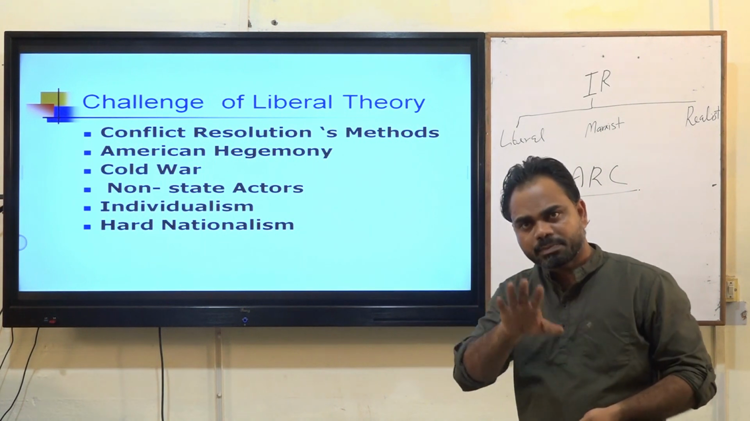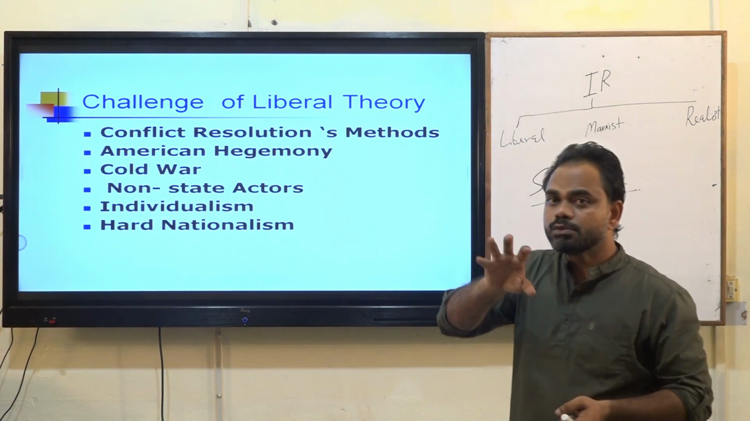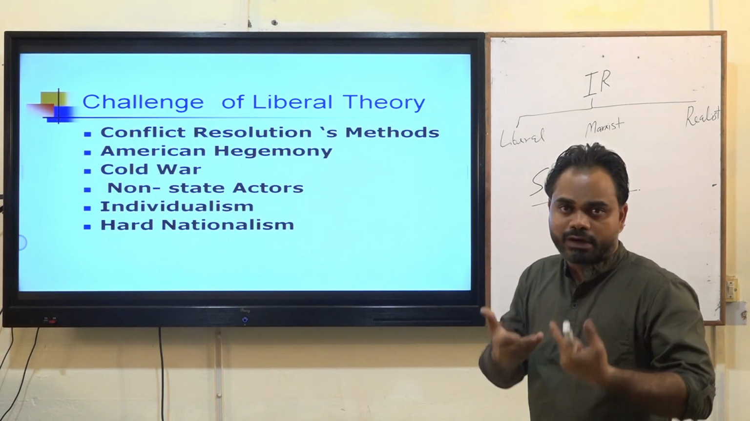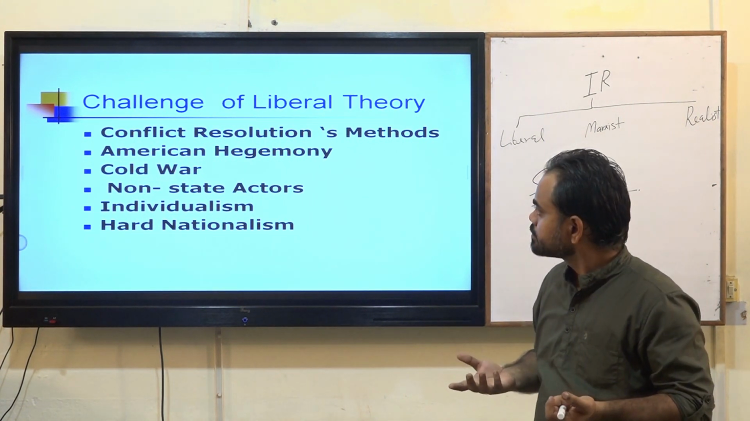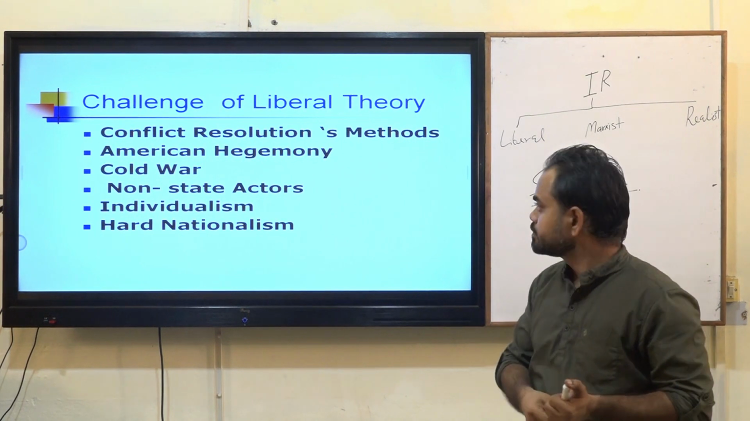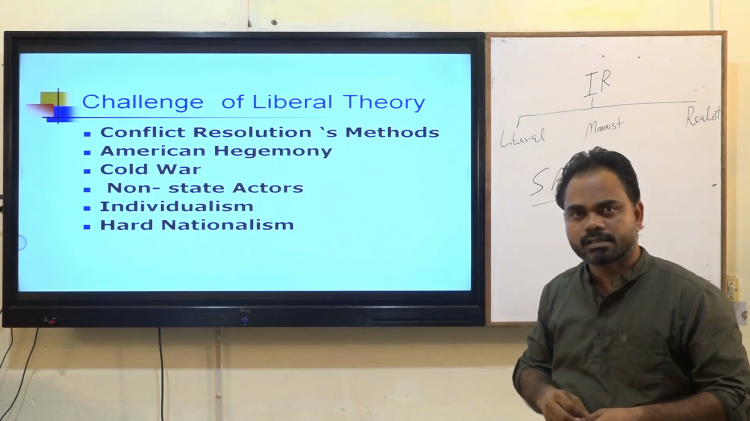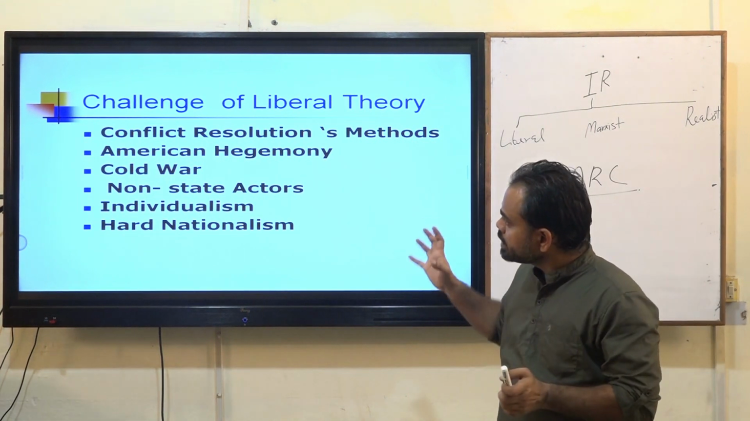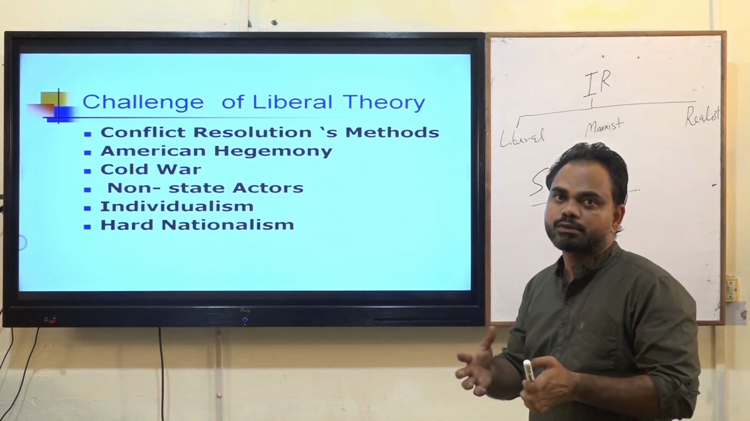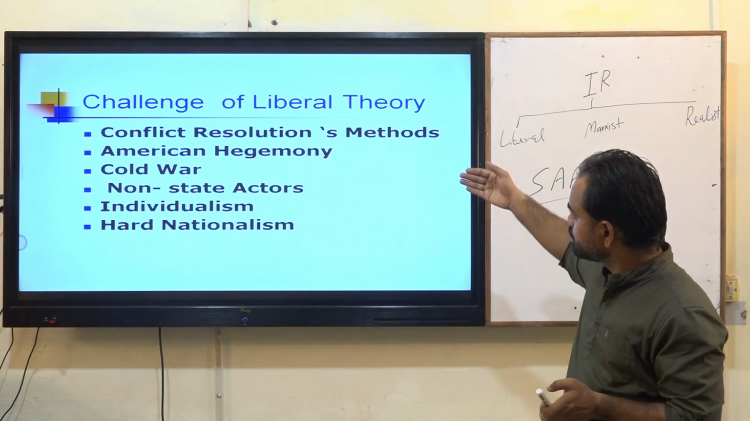The United Nations Chapter 6 and Chapter 7 describe some methods of conflict resolution, but major powers use these methods according to their need and comfort. So this is a big challenge. Like America, a number of times it used coercive methods. Later, after 1990 and the disintegration of the USSR, the USA was the only superpower, and American hegemony created problems for small states, whether Iraq, Asia or Africa. So this is also a big challenge in front of liberal theory.